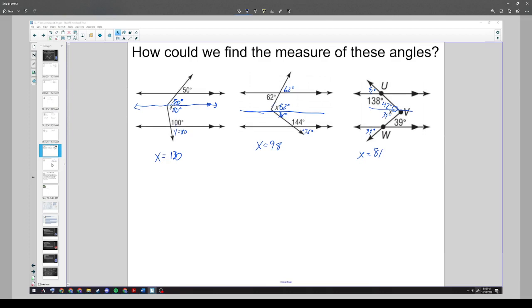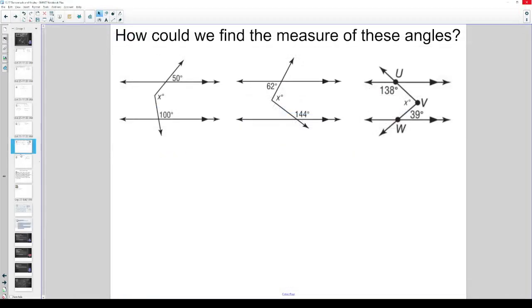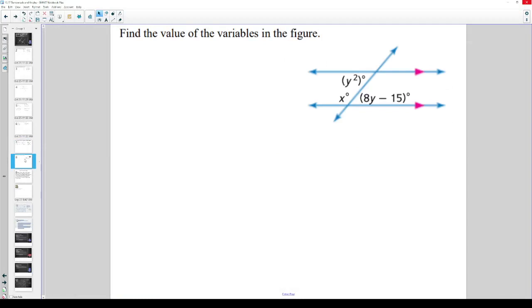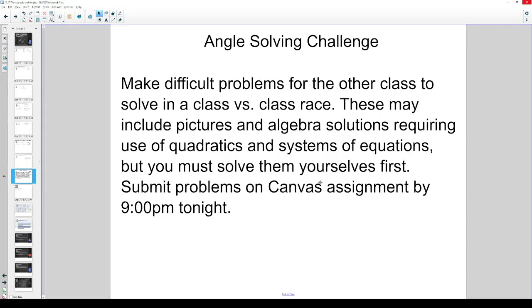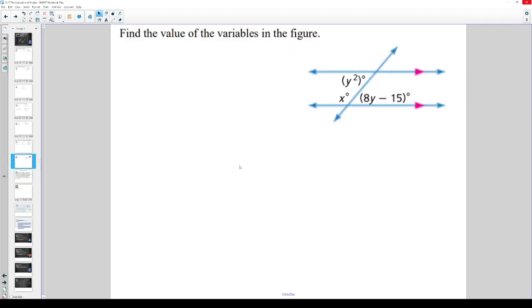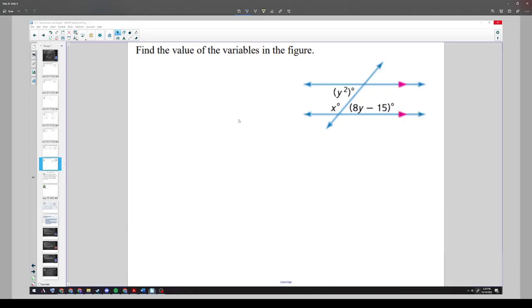All right, so we have one more problem, but this one I'm going to use as an example to talk about an in-class activity we're going to do for tomorrow, which is a challenge. There's an assignment for it on Canvas, so you can read the details there and look at that one. I'm using this problem as an example of a complex kind of problem because it includes quadratics. So there's going to be a need to use either factoring or quadratic formula to solve this.